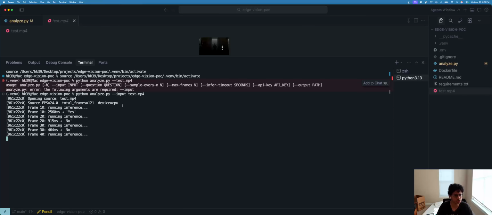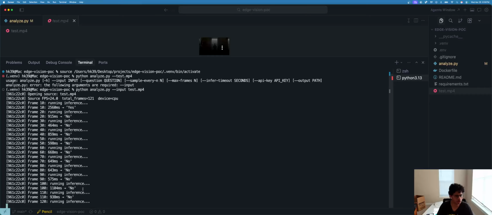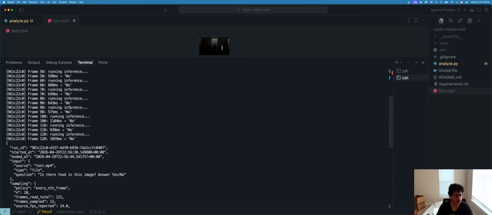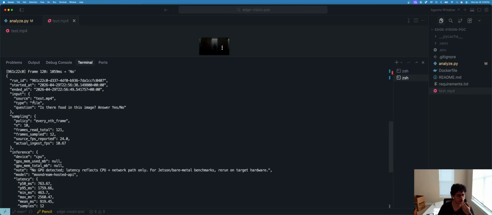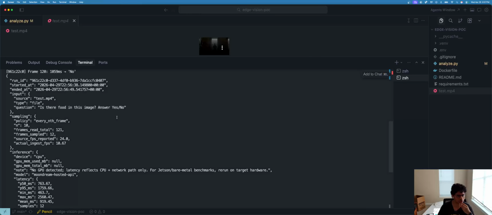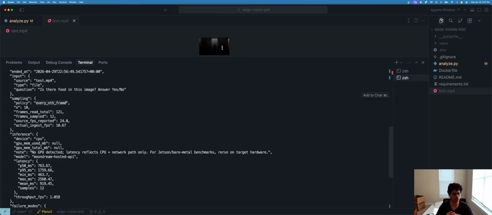So you can see it's using my CPU, and in frame 10 you can see that it's a yes, and in all other frames it says no. Then I have this script that I generated, where it generates a run ID, started at, ended at, so you can tell the total time that elapsed, and then you can see the question is: is there food in the image? So answer yes or no. And then I have a sampling policy of every nth frame, which is very typical if you're running any sort of video or image detection task. You don't want to be processing every single frame because that's compute inefficient.